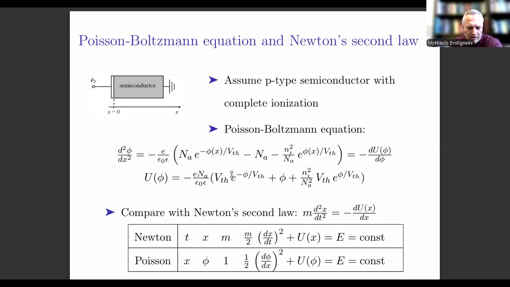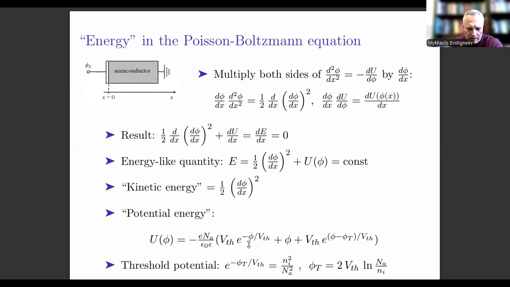So I have, where the threshold potential φ_t is given by this formula: twice the thermal voltage times the natural logarithm of the ratio of acceptor concentration to the intrinsic concentration. And it is at the threshold potential.